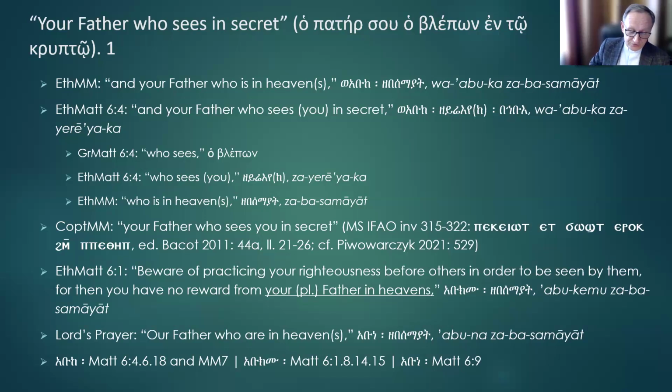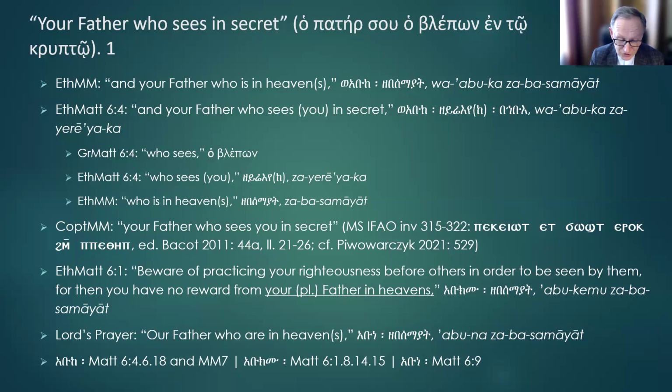While the Arabic version of this passage is unattested, again, the Coptic version closely follows the Greek Gospel, "and your Father who sees you in secret." It is possible that the phrasing in the Ethiopic miracles was influenced, however, by Matthew 6:1. "Beware of practicing your righteousness before others in order to be seen by them, for then you have no reward from your," plural, "Father who is in heaven."